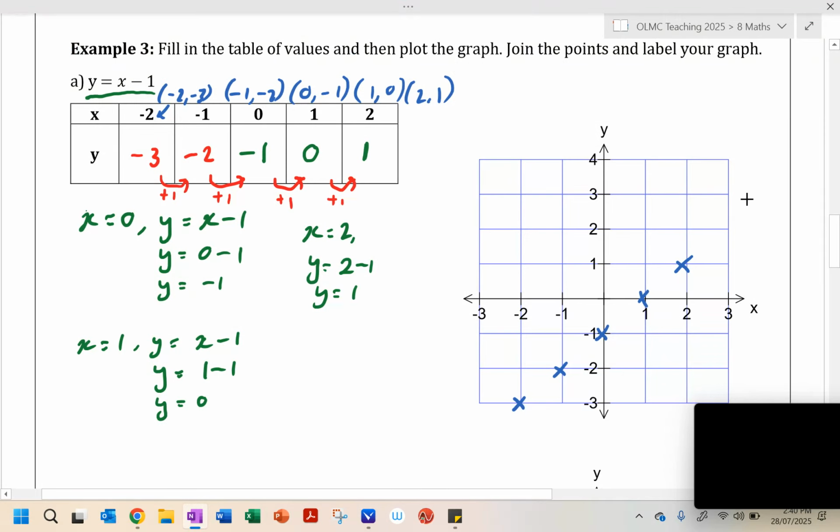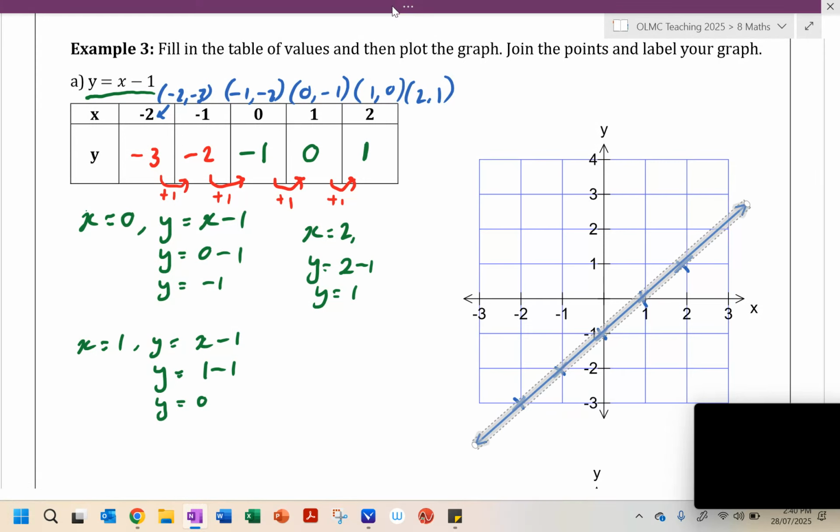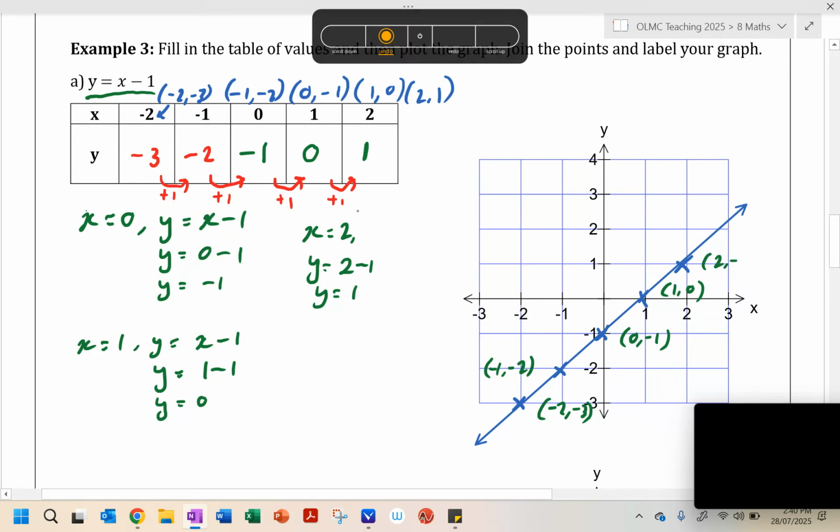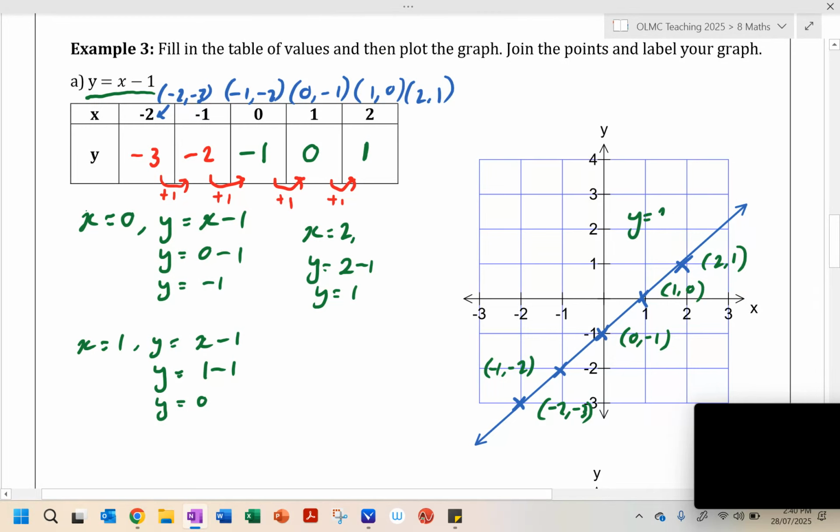Okay, we're going to plot these and join them. Plot these, join them together like so. We need to label the coordinates as well. I should have written it just once, so I've made it hard for myself. That's all right. -1, -2, 0, -1, 1, 0, 2, 1. And then label your line as well with the equation. So y equals x minus 1. I'll just give you a moment to catch up with that. I'm actually going to pause this video.